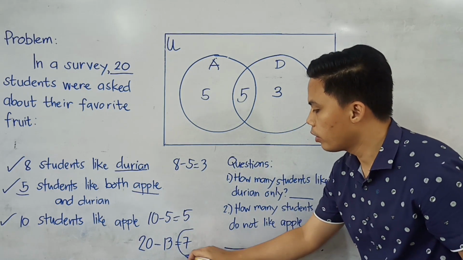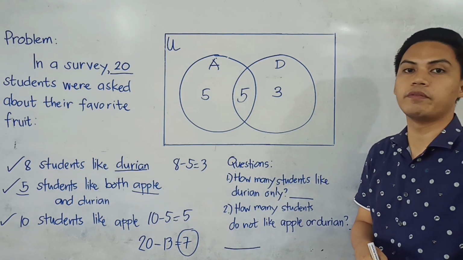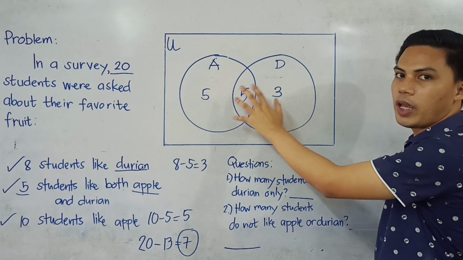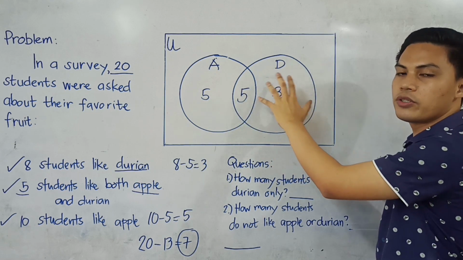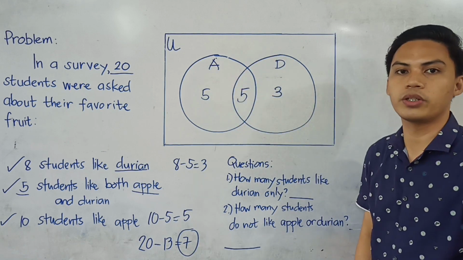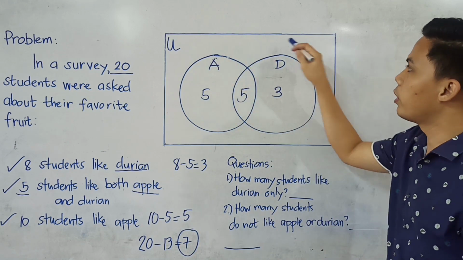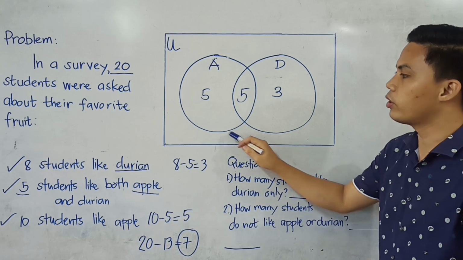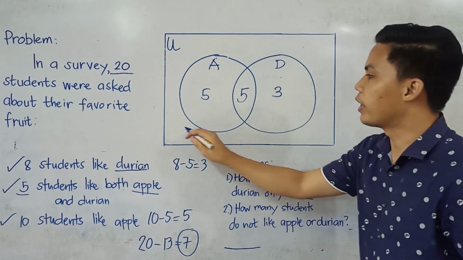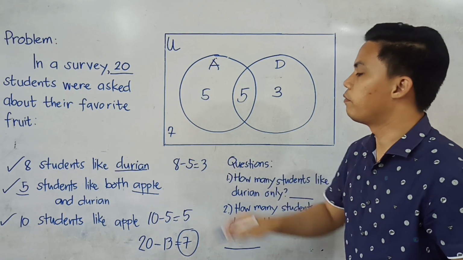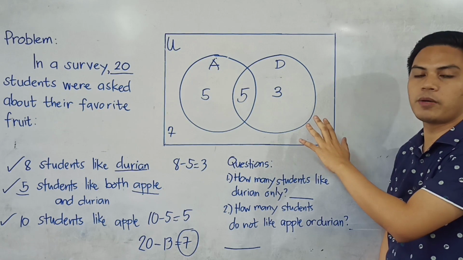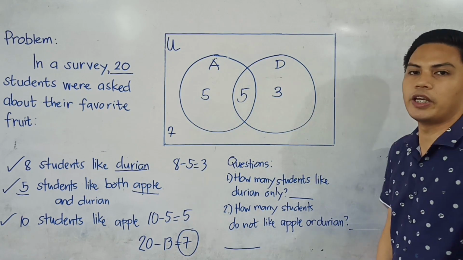So ano bang nire-represent ng 7? Ito yung mga students na hindi nila gusto yung apple at the same time hindi rin nila gusto yung durian. So saan natin sila ilalagay? So ilalagay natin sila sa labas ng dalawang circles. So you can write anywhere sa rectangle natin. Pwede dito, dito, dito, dito, or dito. Okay? So ilalagay natin 7. So kung mapapansin natin, kumpleto na yung mga numbers or number of elements na nasa Venn diagram natin.